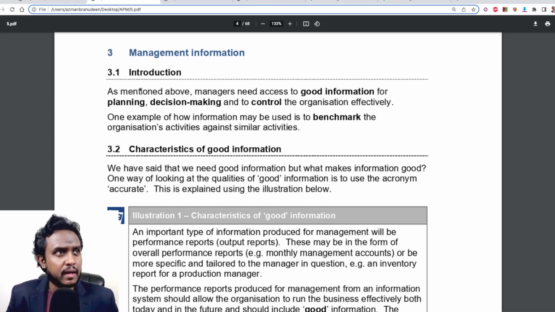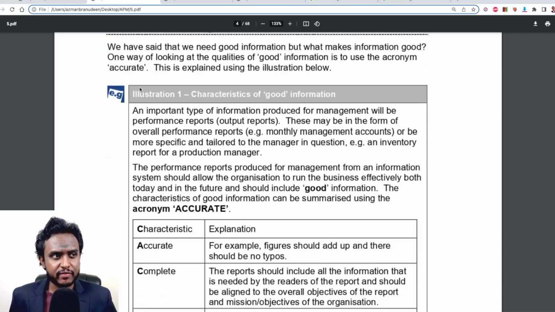Managers need access to good information for planning, decision making, and control. Obviously, right? The better information you have, the better your decision making becomes, the better your planning becomes, the better your processes become. So, what do we mean by good information?